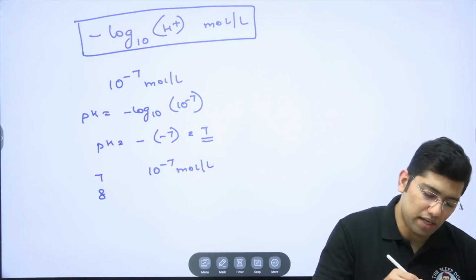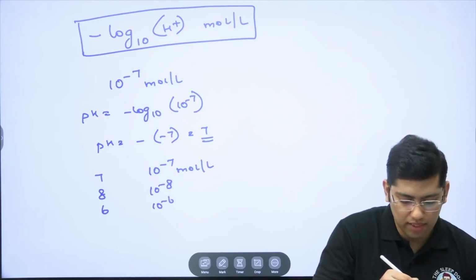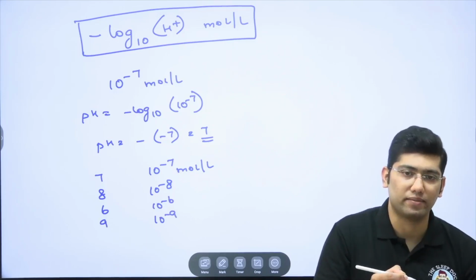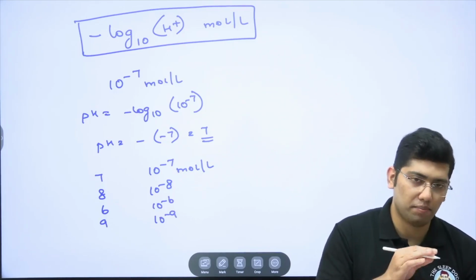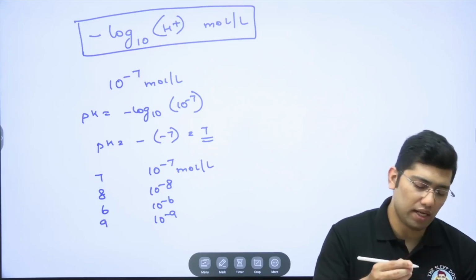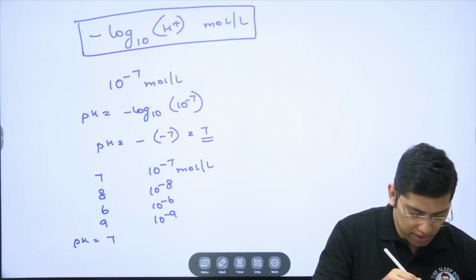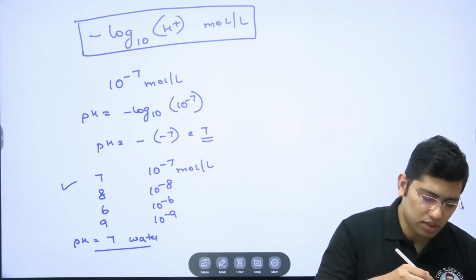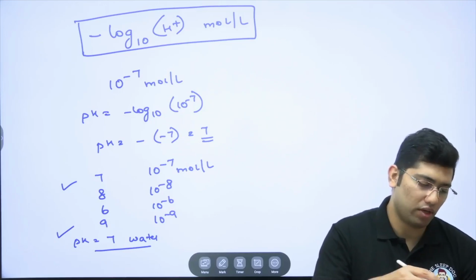The pH 8, it's 10 raised to minus 8. pH 6, 10 raised to minus 6. pH 9, 10 raised to minus 9. And the pH of neutral water is taken as 7. So these are the two base rules for pH.